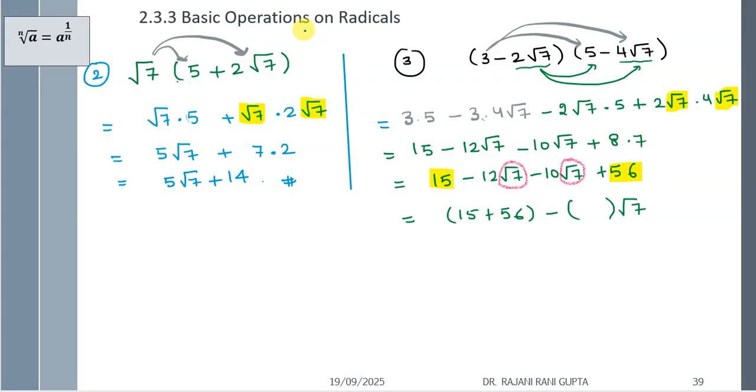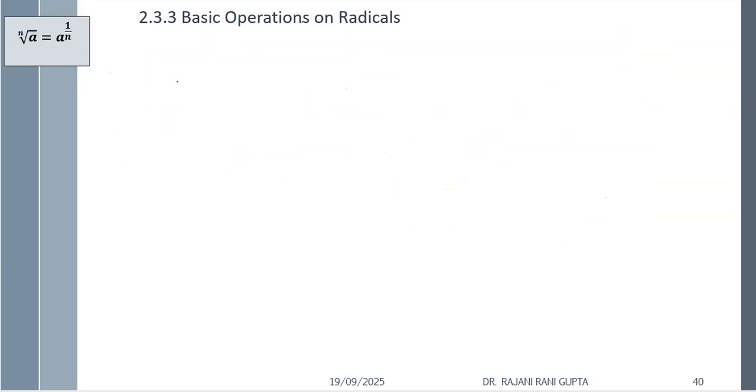What you left with? I'm taking the minus sign outside. So we left with 12 plus 10. So this gives you 71 minus 22 root 7. This is how you simplify. Okay, let's quickly take one more example.